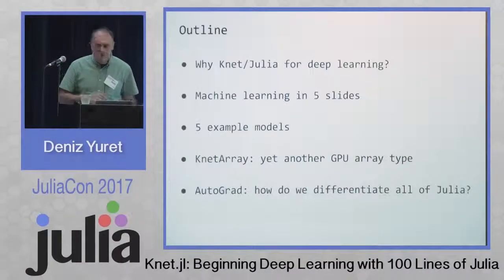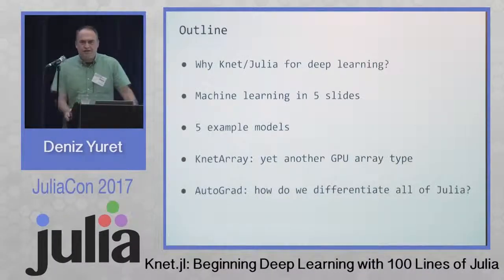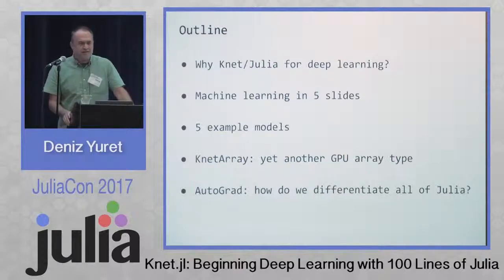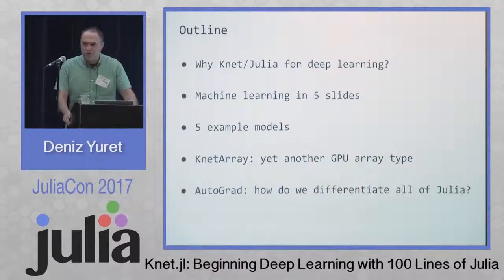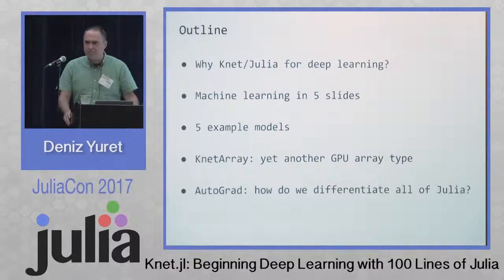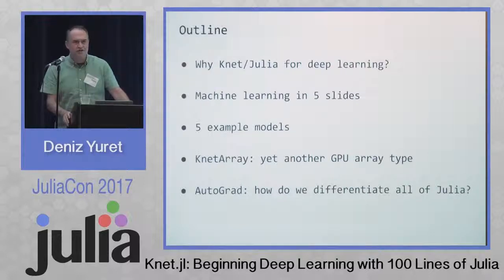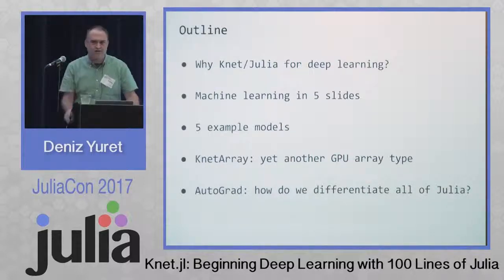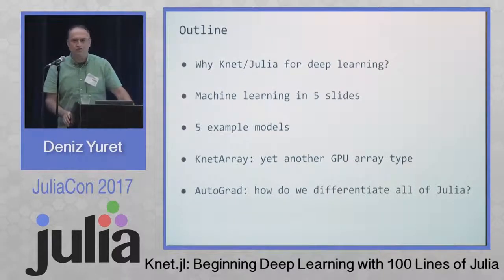I'm going to talk a little bit about the Knet machine learning framework that I've been developing for the last about 2 years. First I'll try to start with some motivation on why people in deep learning should use Knet and or Julia. And then for those of you who missed the wonderful tutorial that Pontus gave yesterday, I'll try to summarize what machine learning is in about 5 slides. I also have some example models, but I'm going to skip most of them.